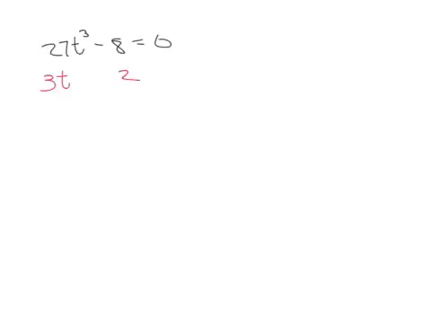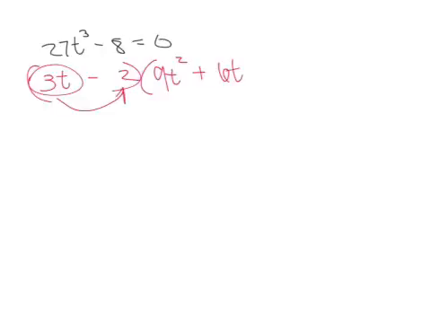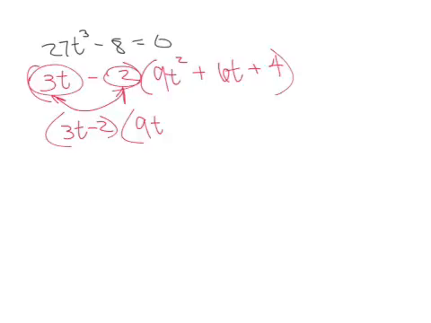And that leaves us for an answer a minus b times, we square the first term, meaning this one, we add 6t, which means we multiply the first term times the second term, plus square that one. Okay? So we end up with 3t minus 2 times 9t squared plus 6t plus 4.